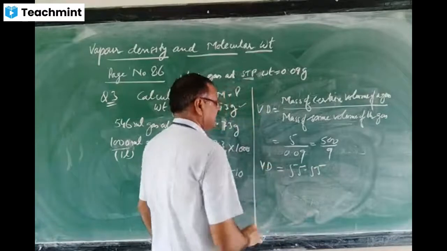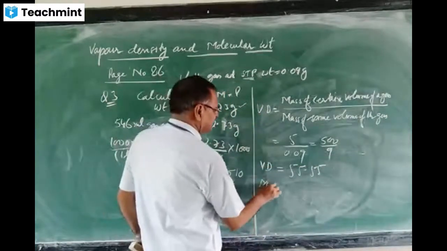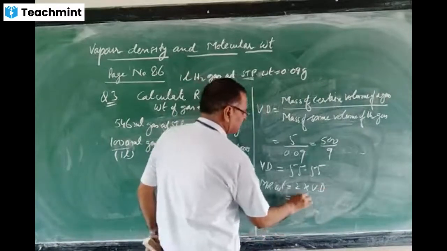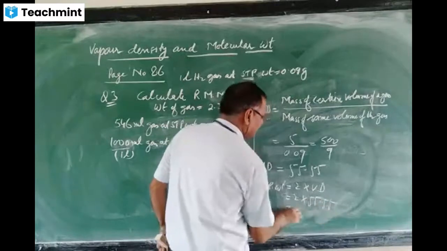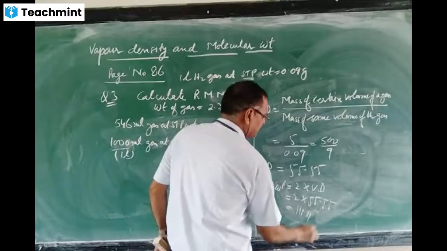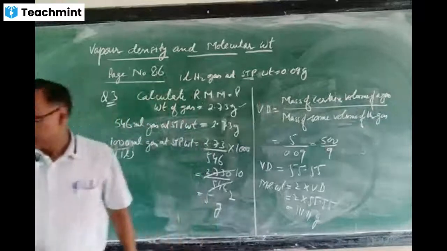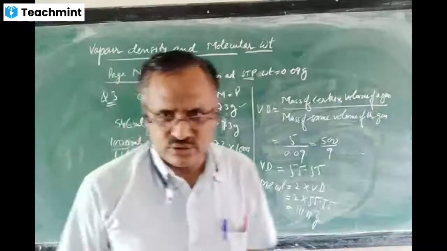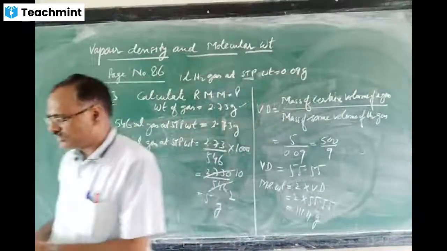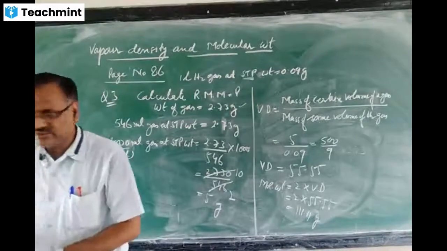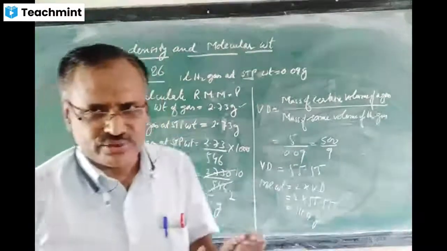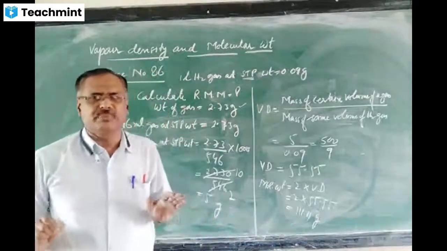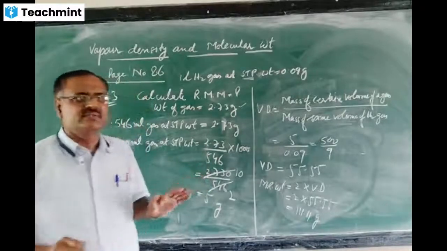So this is the vapor density, and you know that molecular mass, molecular weight is equal to 2 into vapor density. Then 2 multiplied by that, you will get 111.11. So I think this is your answer. I think it is clear to all of you. This question is important, and such type of problem they are asking in the board paper also. So you can do the practice.